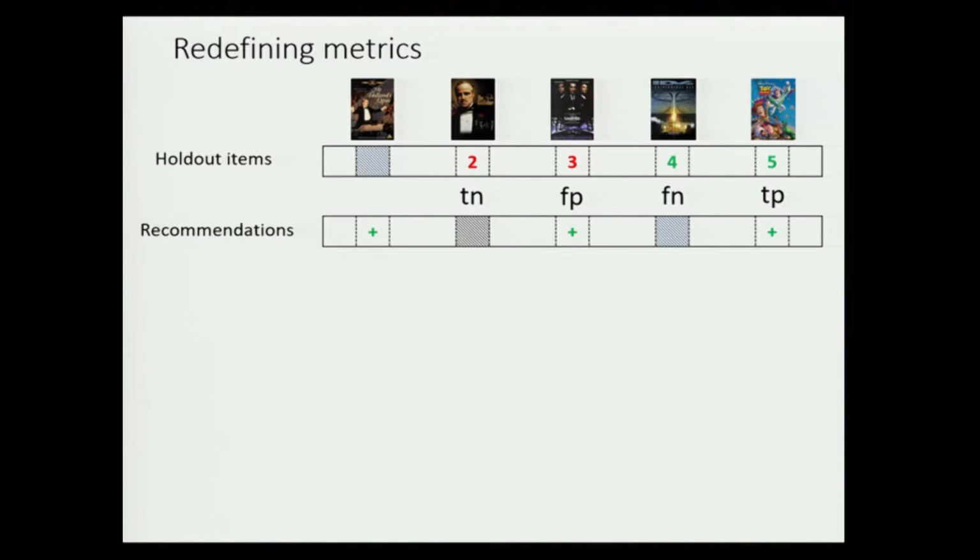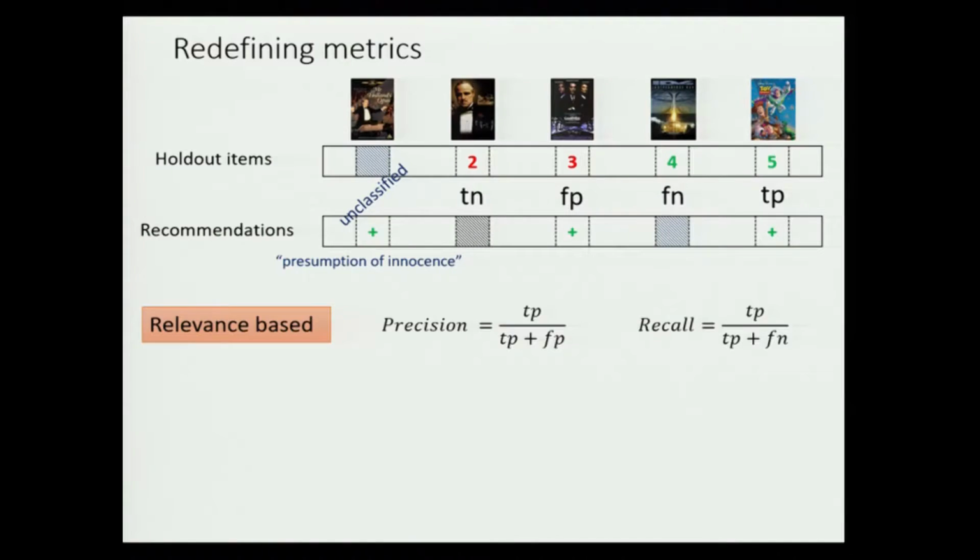So the last case is when we recommend something and it doesn't have any feedback from the user. And I will use some kind of presumption of innocence here because we don't know the rating, right? So it might be positive, might be negative, we don't know. And in standard models, this is assumed to be a false positive. But I will simply ignore it and will leave it unclassified. So now the relevance-based metrics take a canonical form, which is very nice.